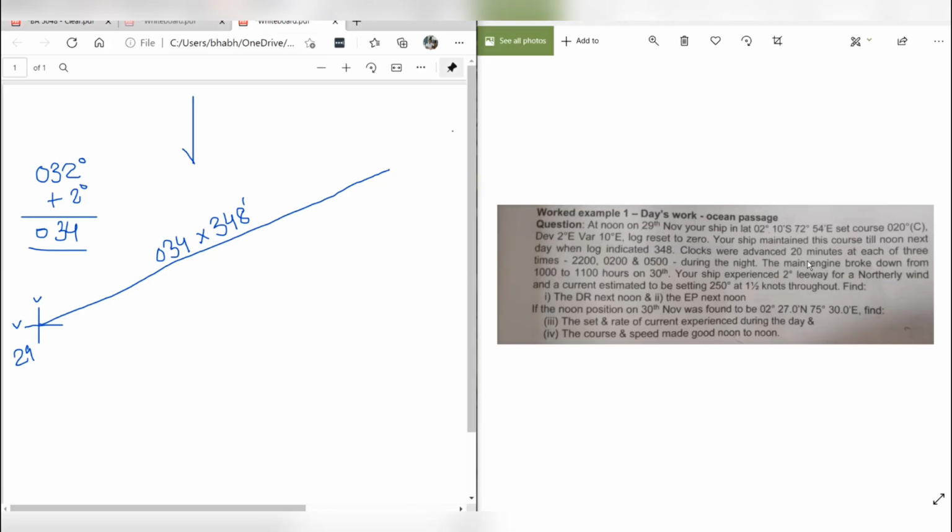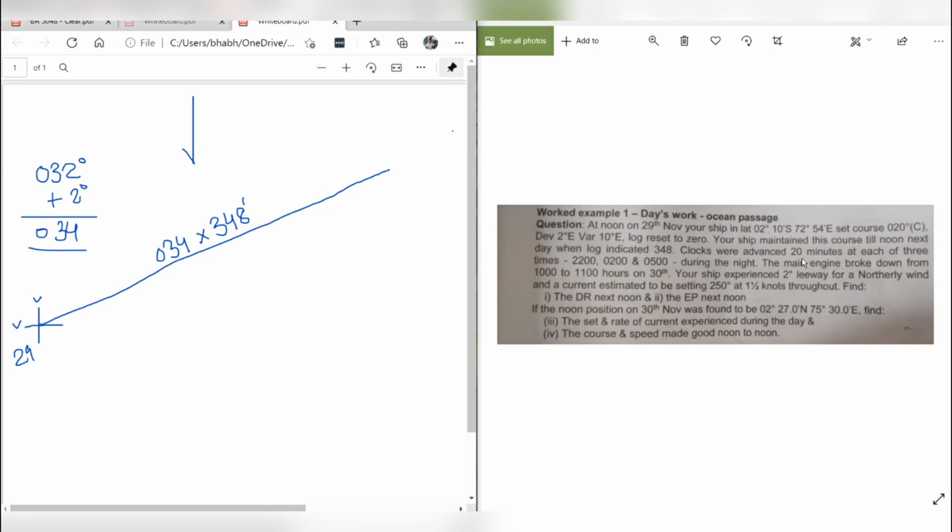Now clocks were advanced 20 minutes at each of the 3 times. 2200, 0200, 0500 during the night. Now beta, tell me, because of this advancing, in total we have advanced about 60 minutes. Will there be any difference in the distance, engine distance? No, sir. The engine distance will not get affected. Okay, so the engine distance is going to remain the same.